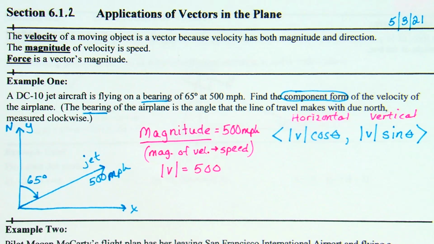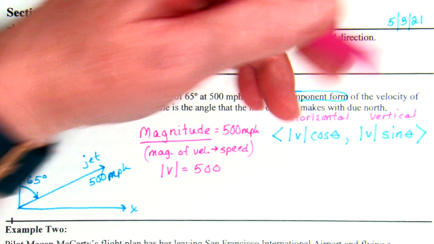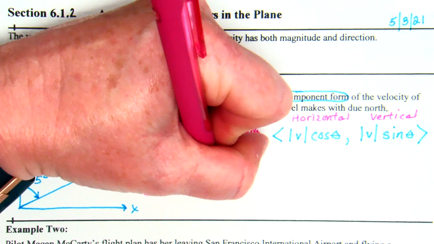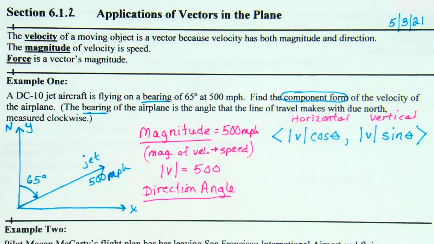Now, there's one other piece of information we have to talk about. Besides the magnitude, absolute value of V, we also have to know theta, which, if you recall from Friday, I called the direction angle. Try to remember the correct vocabulary. Yeah, direction angle. If you flip back to Friday, notice how direction angle is defined: the direction angle of a vector V is the angle theta that the vector makes with the positive side of the x-axis.